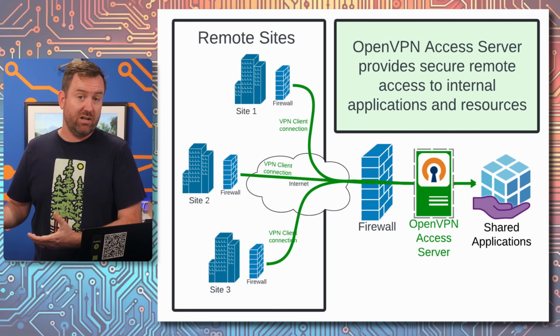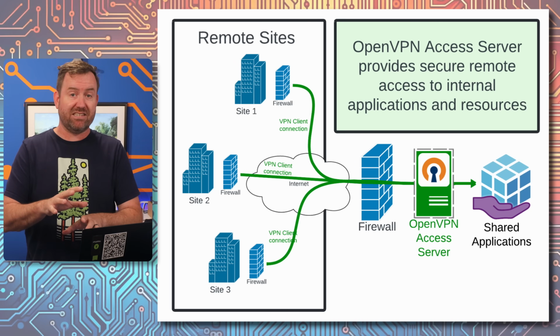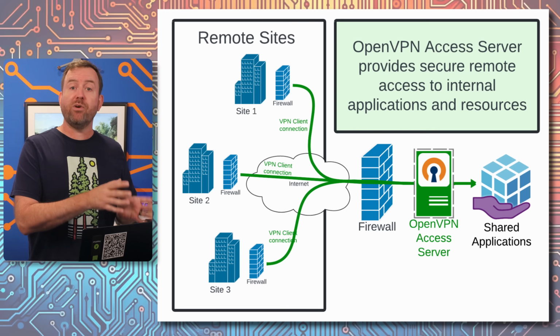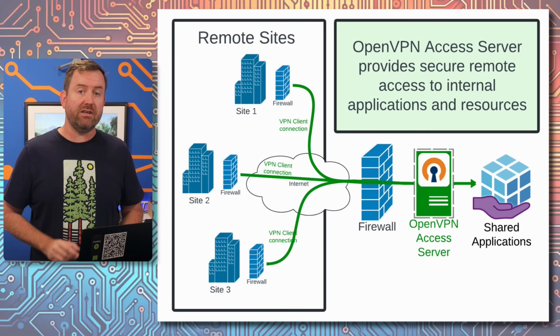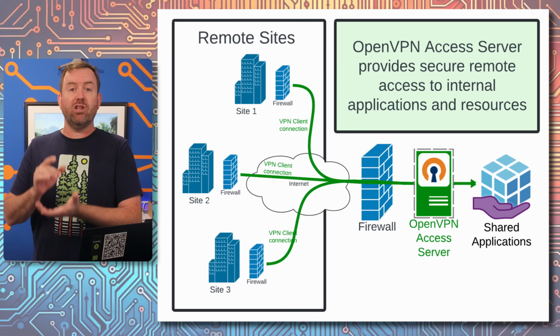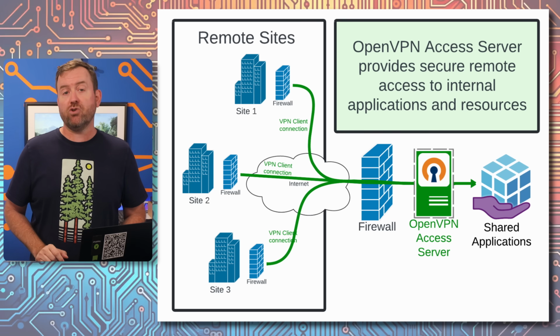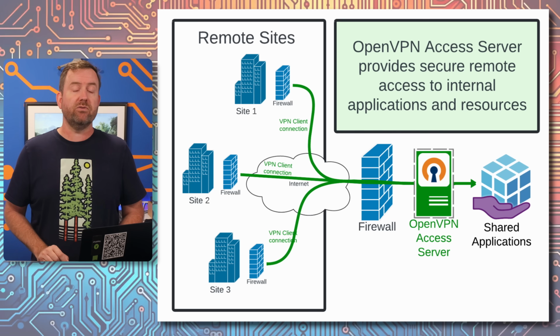Another example would be remote site connectivity. So let's say you've got a chain of restaurants and you want to centralize your point of sale system at your headquarters location. Each restaurant is going to have a router with OpenVPN client capabilities that is always securely connected to the access server, allowing you to centralize administration and also potentially reduce costs.